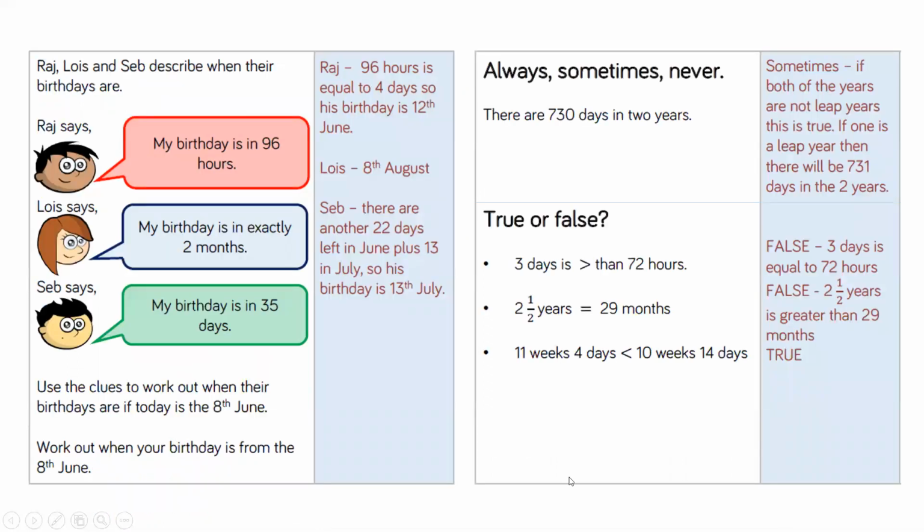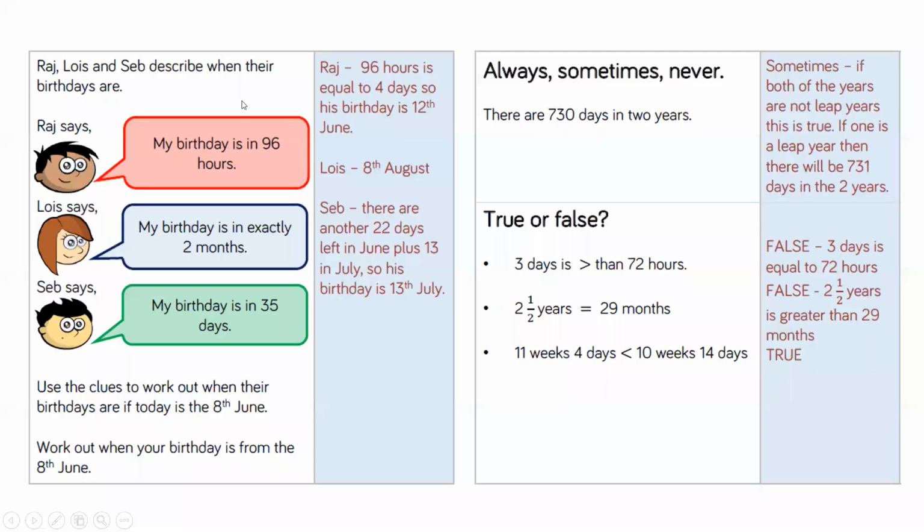Right, looking at these questions, here we are. We have Raj, Lois and Seb describe when their birthdays are. Raj says, my birthday is in 96 hours. Lois says, my birthday is in exactly 2 months. And Seb says, my birthday is in 35 days. So we're going to use the clues here to work out when their birthdays are. And we're going to pretend that today is the 8th of June. Well, we're not far off from that, but it's not exactly the 8th. Work out when your birthday is from the 8th of June. We'll do that later on. Let's work out when these are.